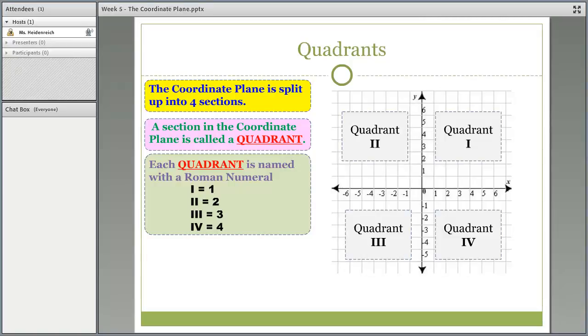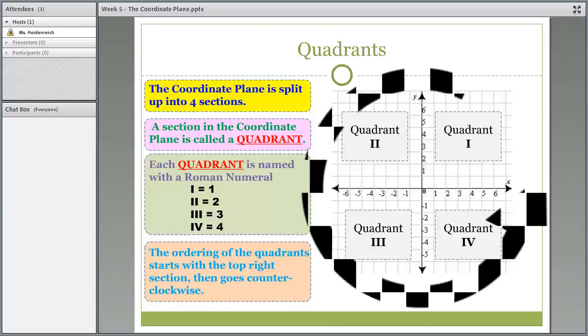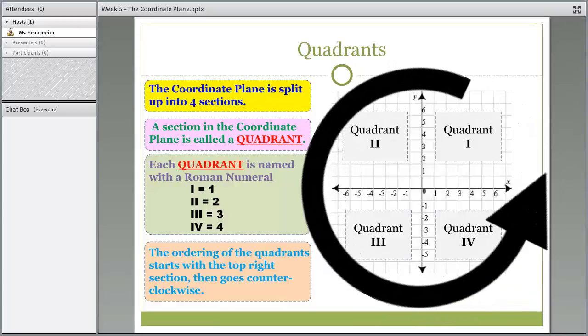Now notice that we use Roman numerals when naming our quadrants. So if you need a review of Roman numerals, I have it there. 1 is with an I, 2 is with 2 I's, 3 is with 3 I's, and 4 is with an I and then a V. Now, when you order the quadrants, just remember this. Quadrant 1 is in the top right corner, or the upper right corner, and then we go around counterclockwise to finish naming the quadrants.